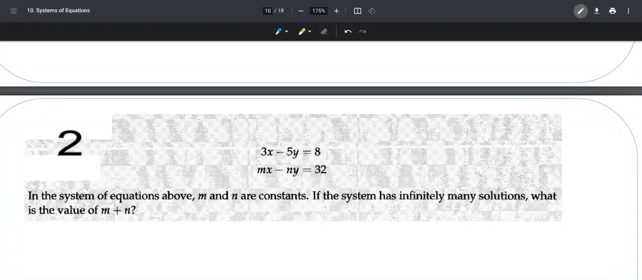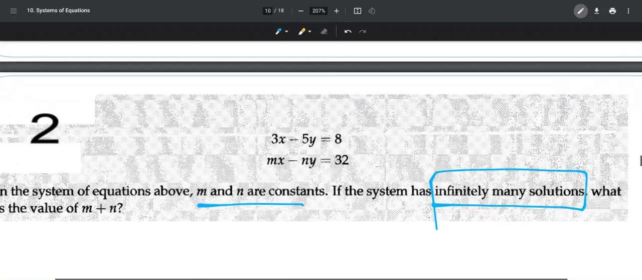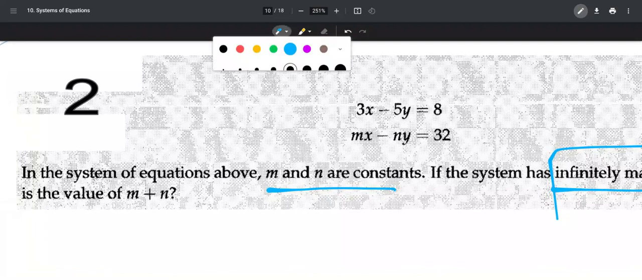Okay, here they say this is a system of equations, m and n are constants, and the system has infinitely many solutions. So we check what we copy. When does a system have infinitely many solutions? When it's the same line, which means it's basically the same equation. So all I have to do is again find the proportion.